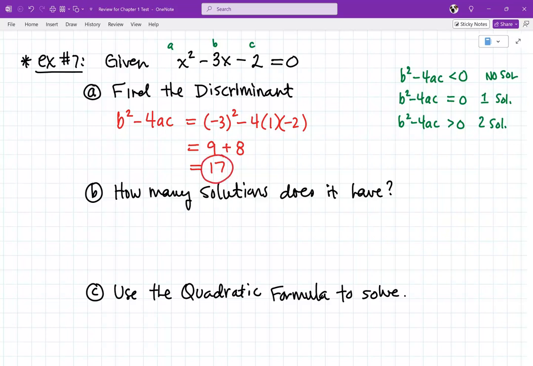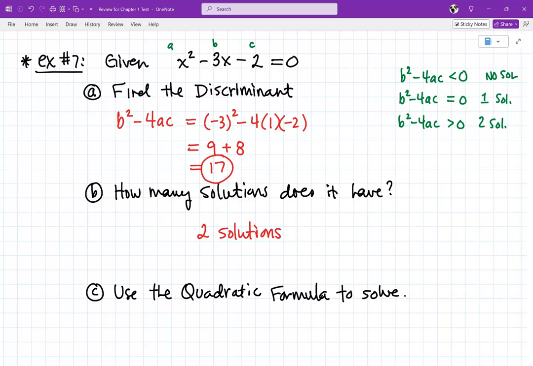So when they say, what's your discriminant? 17. That's my discriminant. How many solutions do I have if my discriminant is a positive 17? 2. I have 2 because 17 is bigger than 0. So I'm going to write 2 solutions. That's not hard to do. I just need to know my discriminant. I need to know this number.